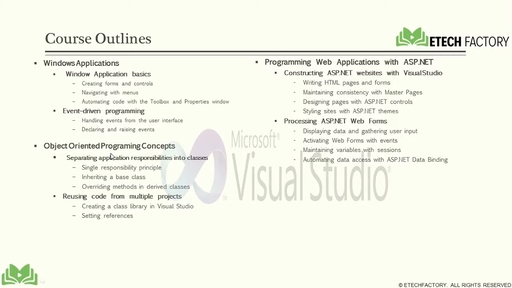The next main chapter is the object-oriented programming concept, that's the OOPS concepts. In this chapter, we mainly cover encapsulation, polymorphism, inheritance, etc. Under this, we are learning separating application responsibility into the classes. So what is the single responsibility principle? How to inherit the child class from the base class, overriding and overloading methods in the derived class from the main class.